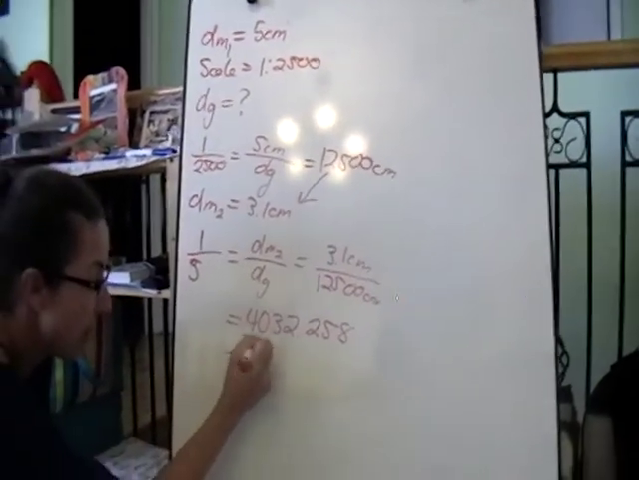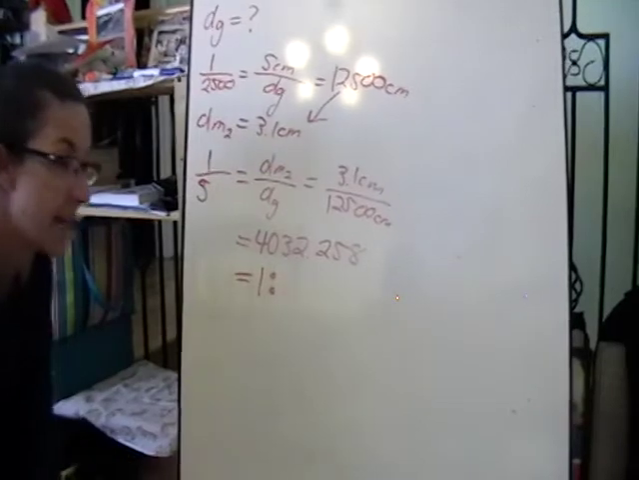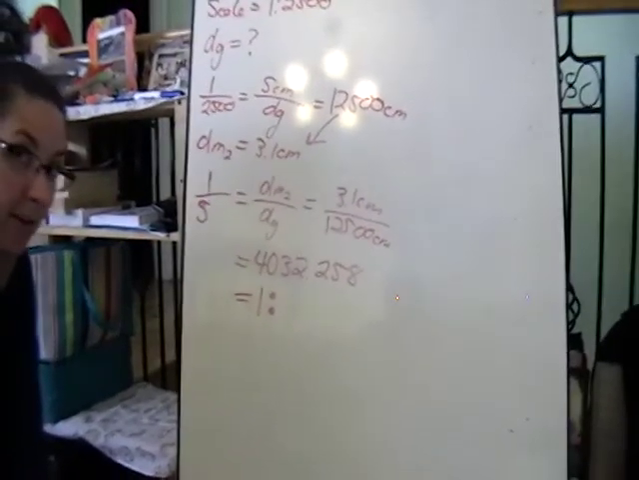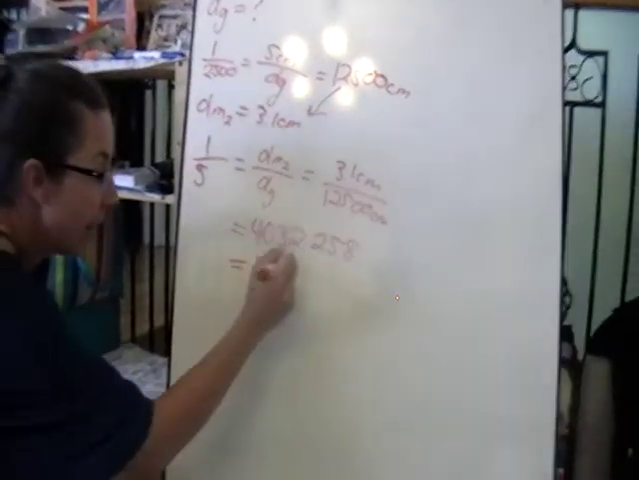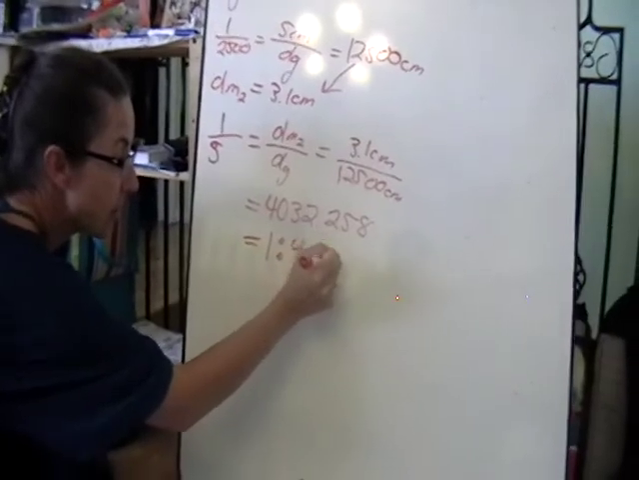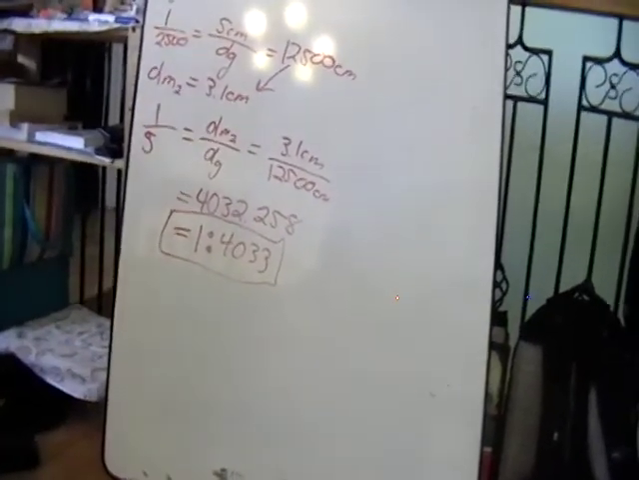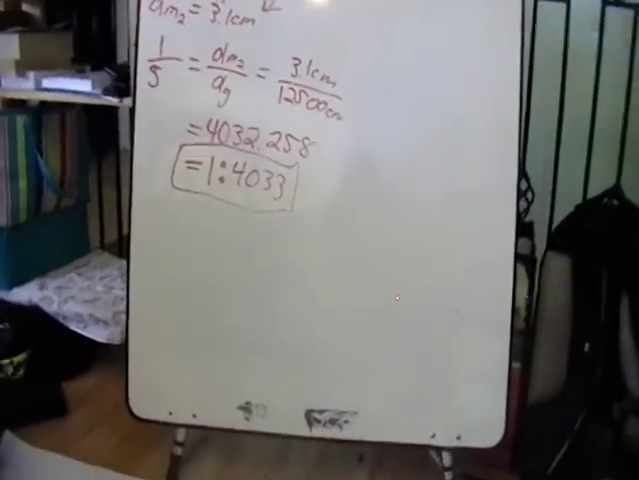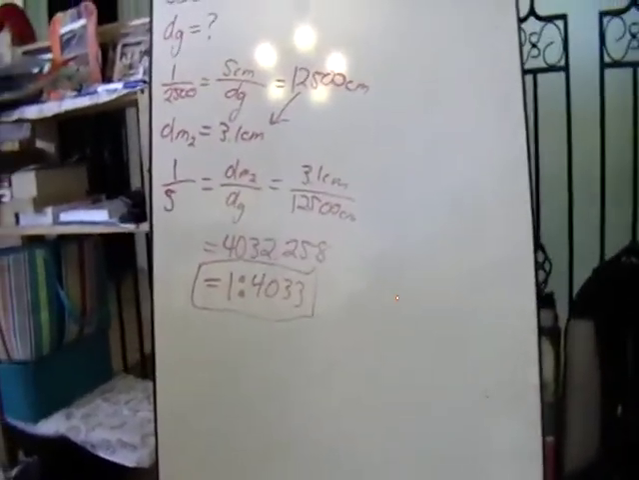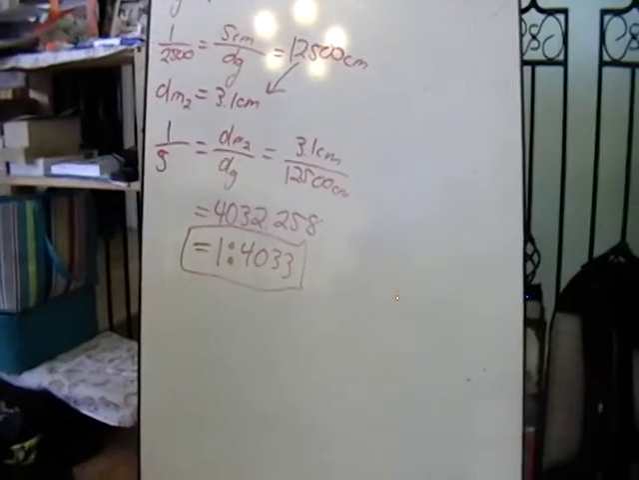So my actual answer always has a 1 colon because it is a scale, it is not just a number. And my answer is 1:4033. And that is how you find out the scale of a map that you don't know the scale of, if you have a map that you do know the scale of.